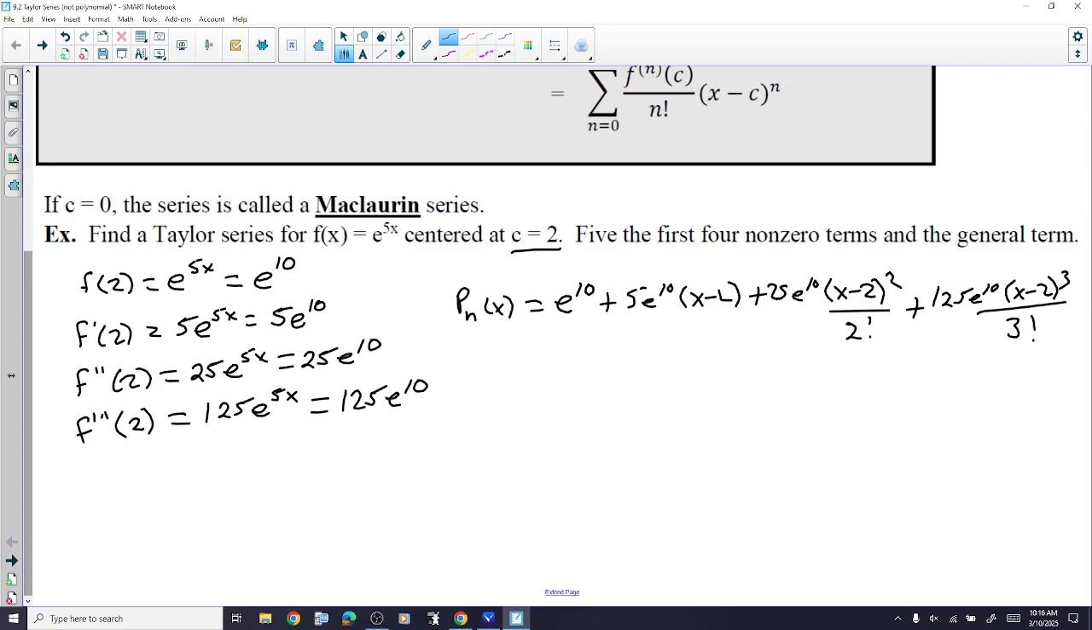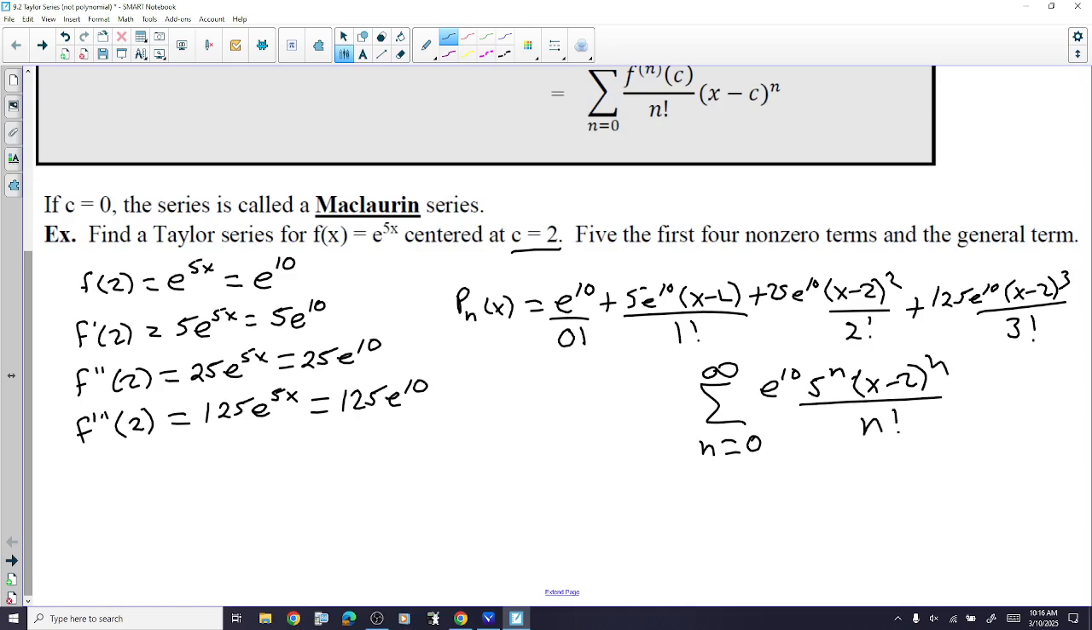And the general term, we could write this with or without sigma notation. How about we write it with? If we start at 0, because this is really over 0 factorial, over 1 factorial, this is going to be e to the 10th. Everybody has an e to the 10th, 5 to the n, x minus 2 to the n over n factorial. So we build the polynomial.